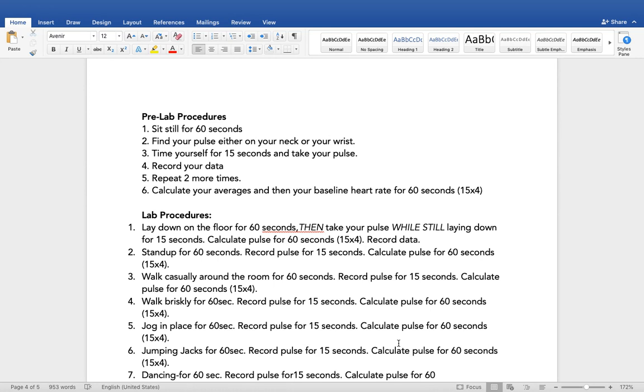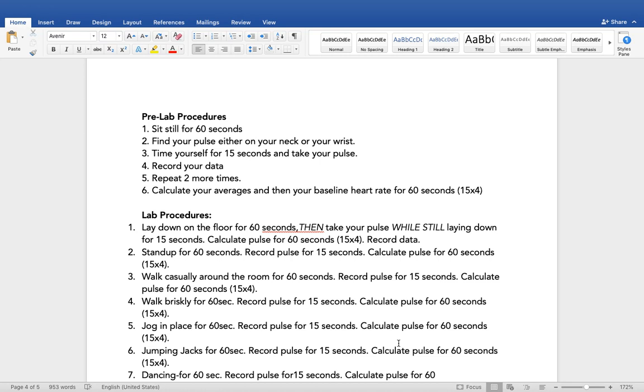So pre-lab procedures require you to sit still for 60 seconds. You'll find your pulse either on your neck or your wrist, and you're going to time yourself for 15 seconds and take your pulse. Record your data. Repeat this 2 times so that you can take an average for 3 numbers. And so since pulse rate is always out of 60 seconds, you guys are going to be multiplying the number of beats or the number of pulses that you record in the 15 seconds by 4, because 15 times 4 equals 60. So this will give you your heart rate for 60 seconds.